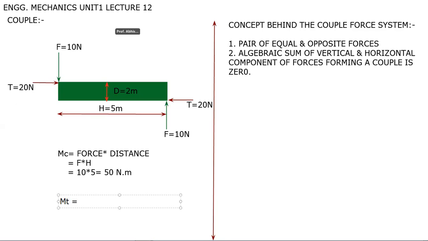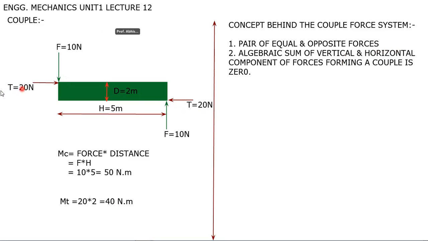Is equal to 20 multiplied by 2, which is equal to 40 Newton meter, the moment by the force couple system consisting of the two equal forces T, each of magnitude 20 Newton. Okay. Now, you can prove this second thing also for the horizontal component of forces, right?